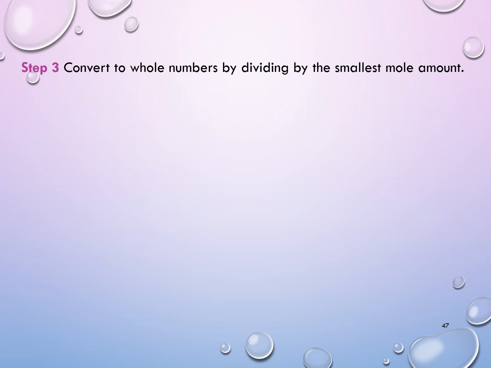So your ratios here are going to be 7.14 divided by 7.14, so you get 1 for carbon. And then for H, you get 14.2 divided by 7.14, you get 1.99, which is just rounded to 2. So it's C and then H2.